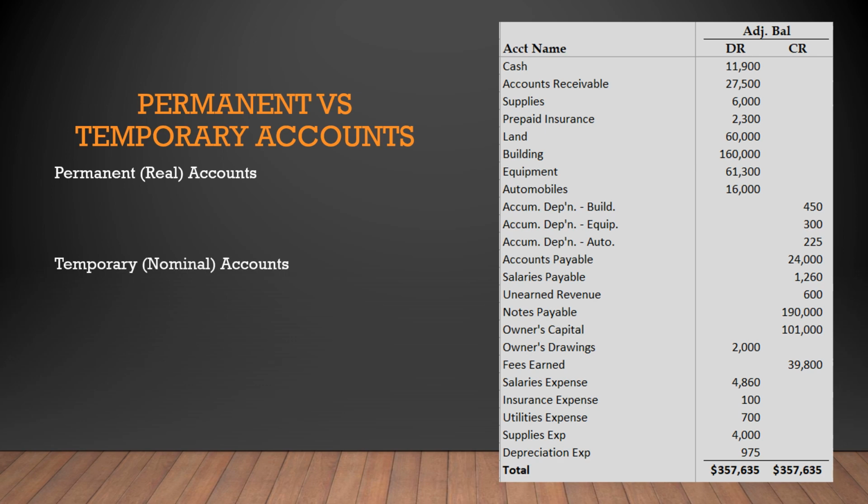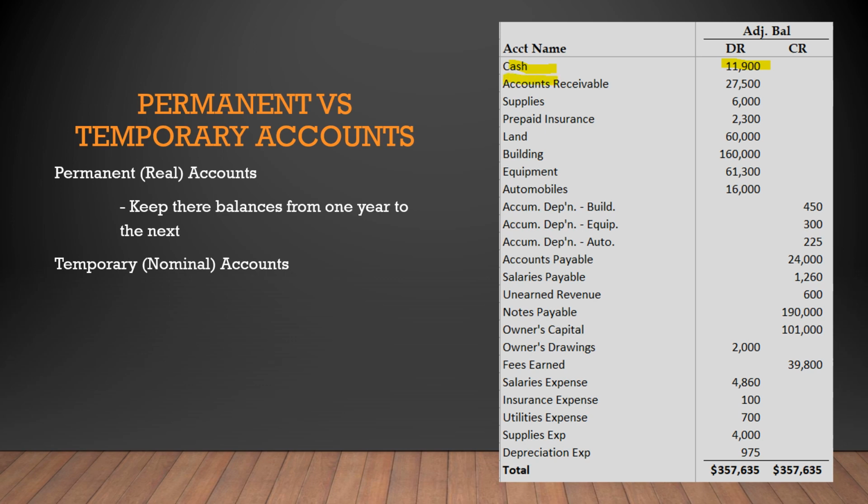Permanent accounts are those that keep their balances from 1 year to the next. Cash is a good example. Coats and Arms has $11,900 in cash as of December 31st. That money thankfully doesn't disappear once the year is over.